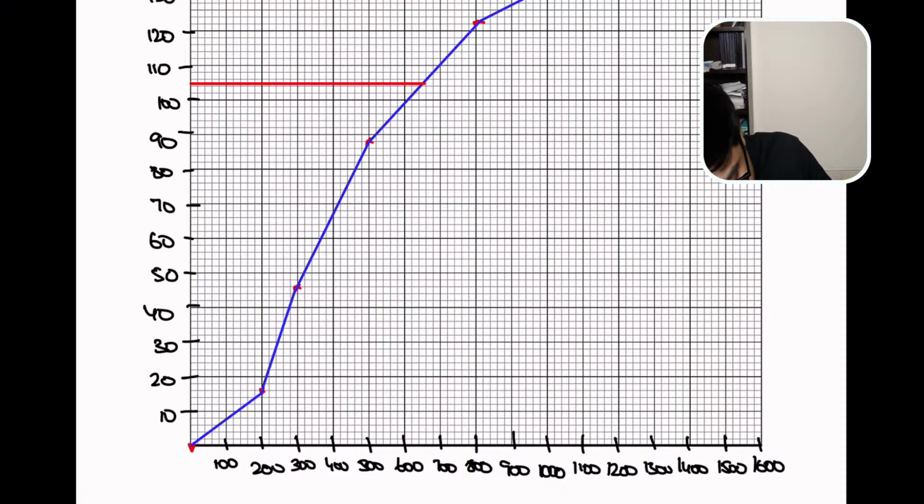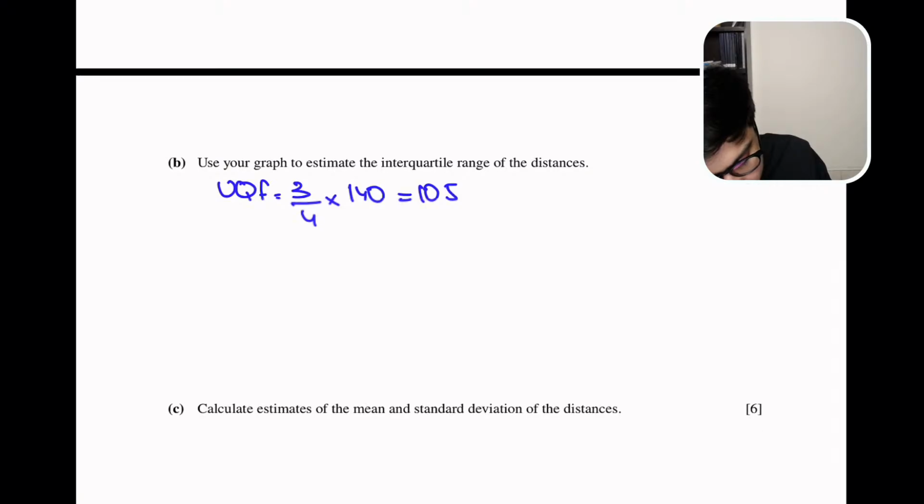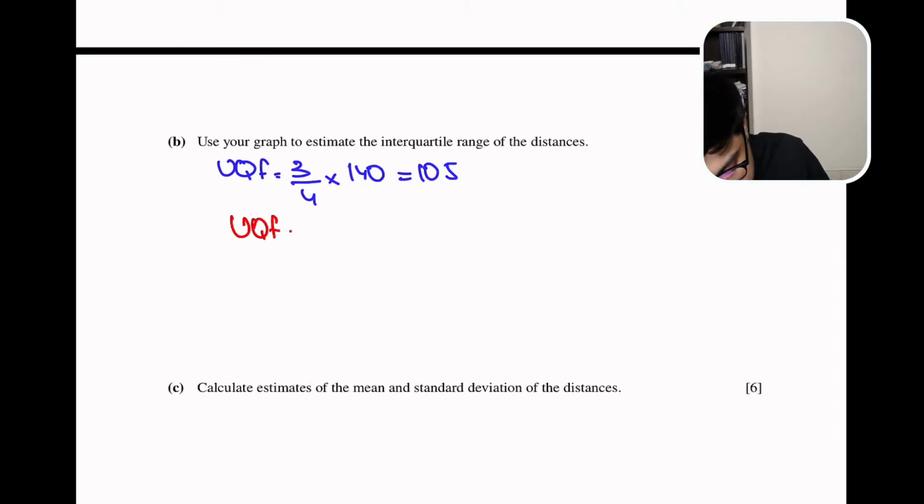So we come here, this is what the 105 is going to be, and at 105 it is going to be something like this, right? So it's going to be 660. So the upper quartile is going to be 660. This is going to be the upper quartile value, right?